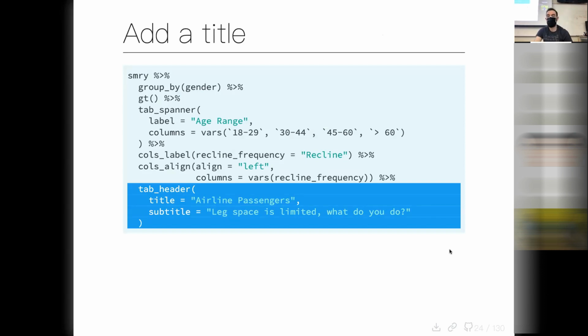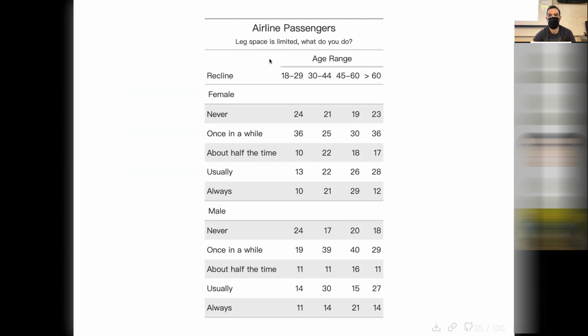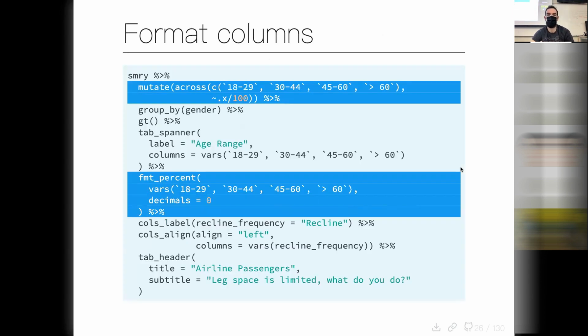Okay, then we can give it a title. So here I'm saying tab_header, title is airline passengers, and the subtitle is leg space is limited. There you go. Okay. So that's basically it. I have a few other little more fancy things that I'll show you.